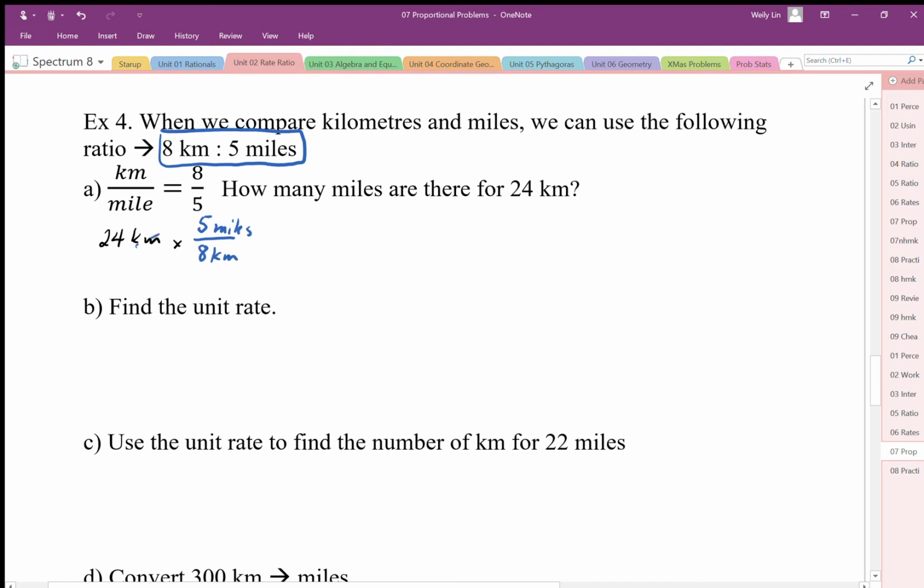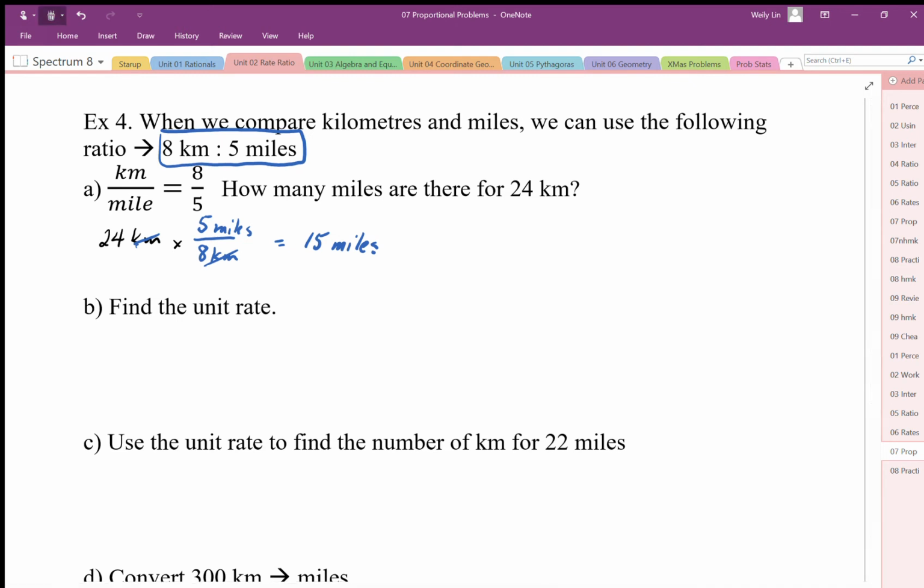The kilometers will cancel out, and I end up with 24 times 5 divided by 8. Let's see what that is. 24 times 5 divided by 8. We get 15 miles. This is equal to exactly 15, and we know the units are correct because those are the units that get left over. So we have 15 miles.